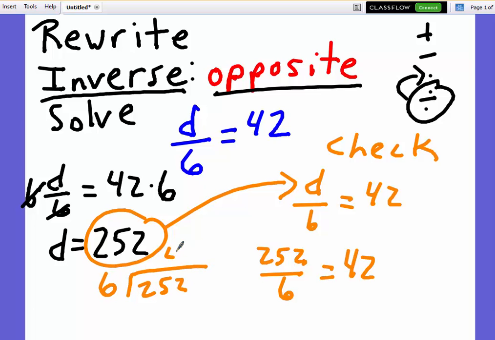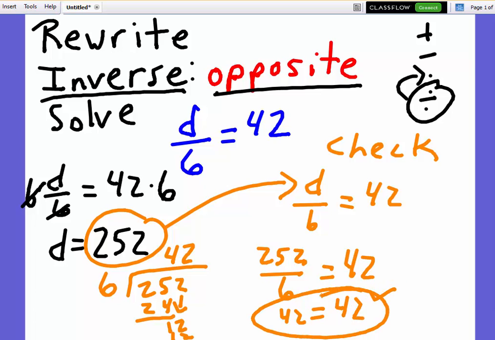6 goes into 25 4 times. 4 times 6 is 24. 25 minus 24 is 1. Bring down the 2. 6 goes into 12 2 times. 2 times 6 is 12. And 12 minus 12 is 0. So 252 divided by 6 does equal 42. 42 equals 42. My left side equals the right side, so I know I did all my work correctly.